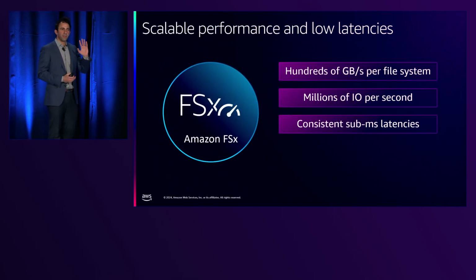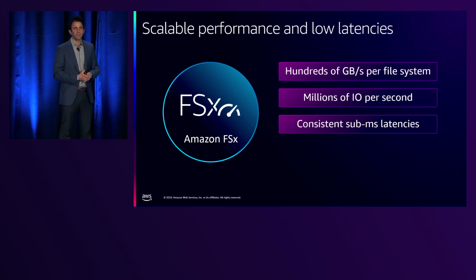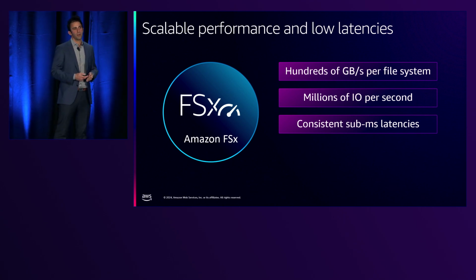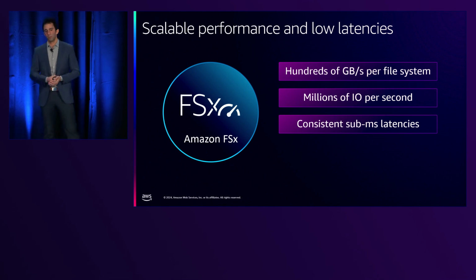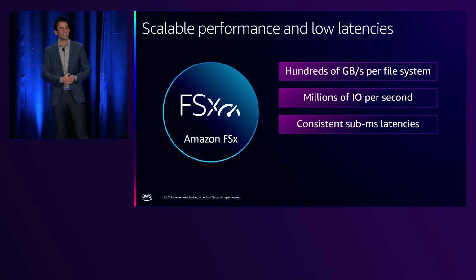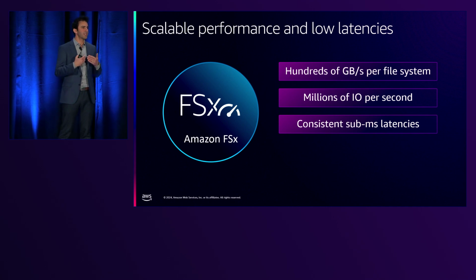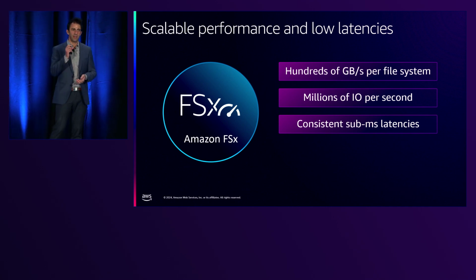We mentioned some of the performance requirements with video training. FSx for Lustre can support up to hundreds of gigabytes per second of throughput, millions of I/O per second for those ZAR files as an example. And it supports consistent sub-millisecond latencies. Again, great for small I/O.